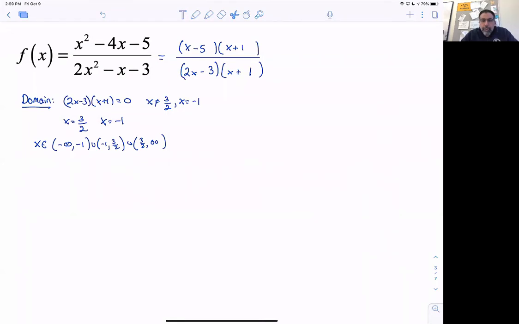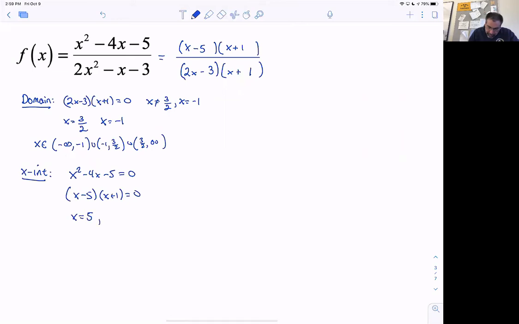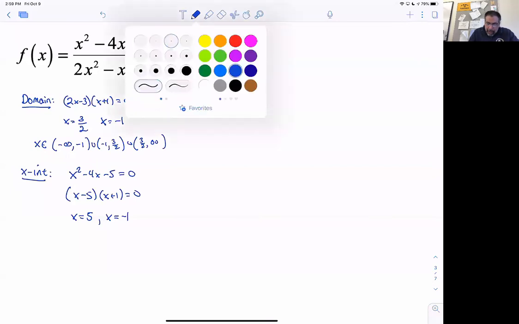Next up, we're going to be looking for the x-intercepts. To find the x-intercepts, we're going to set our function equal to 0. That just means the numerator has to equal 0. We've already factored it: we get x minus 5 and x plus 1. So our answers are x equals 5 for the first one, and x equals negative 1 for the second one. But you have to be really careful on this one.